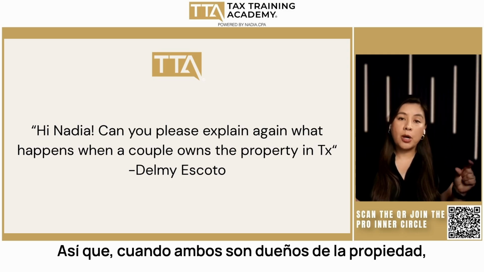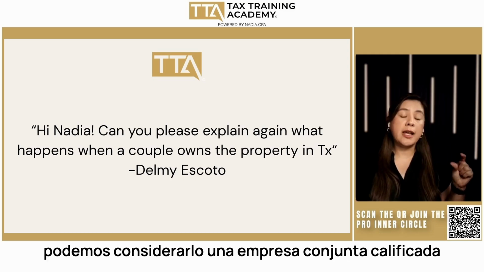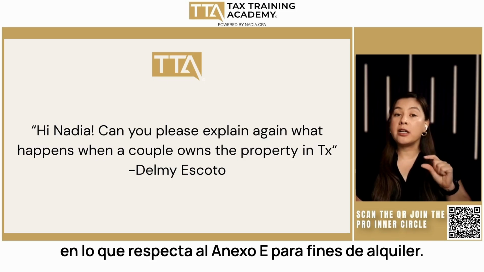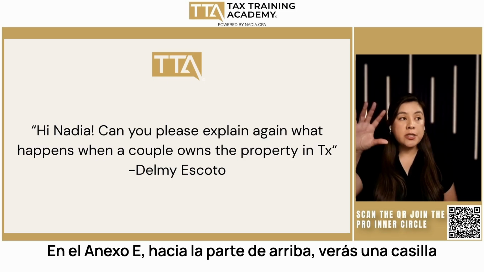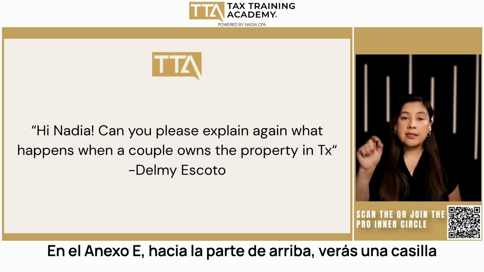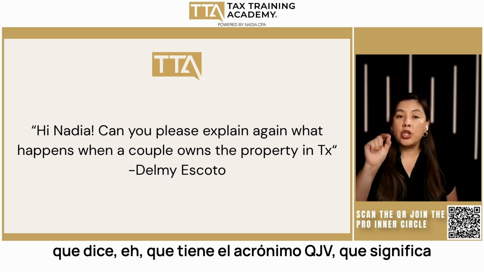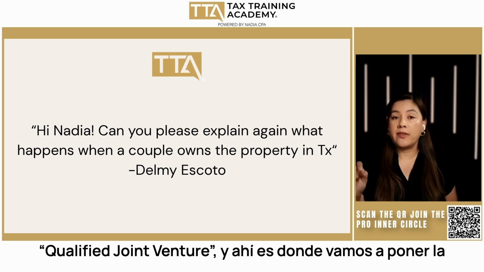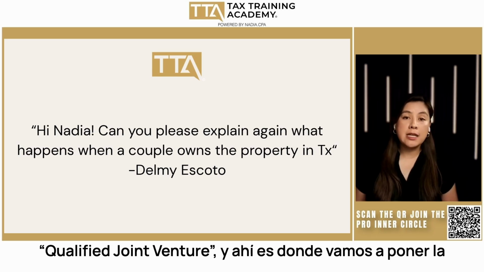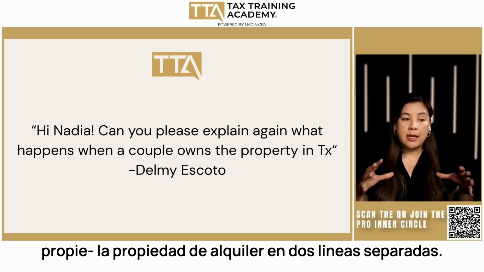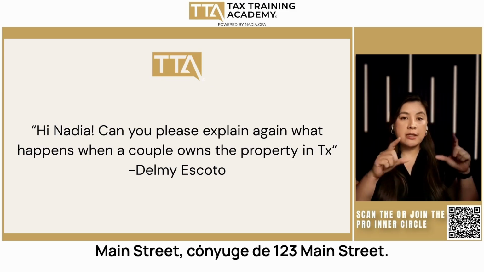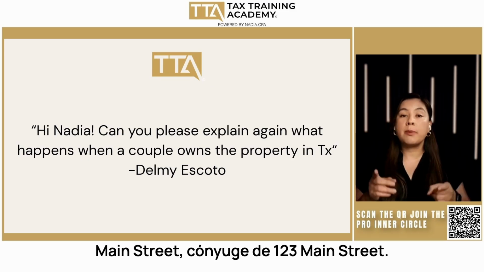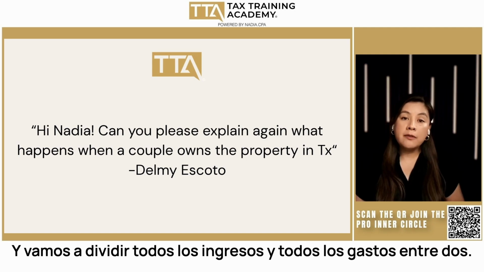So when they both own the property, we can consider it a qualified joint venture when it comes to Schedule E for rental purposes. On Schedule E, towards the top, you'll see a checkbox that has the acronym QJV, which is qualified joint venture, and that's where we're going to list the rental property in two separate lines. We can call it 123 Main Street taxpayer, 123 Main Street spouse, and we're going to divide all of the income and all of the expenses by two.